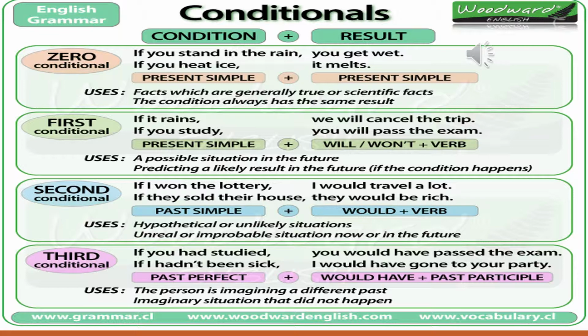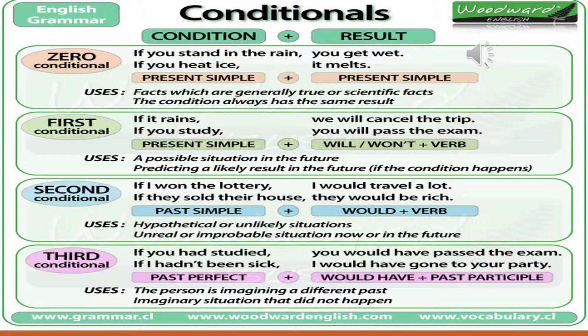In the first conditional, here are some examples. If it rains, we will cancel the trip. If you study, you will pass the exam. This is formed by present simple plus future. Will, won't plus verb. Uses: a possible situation in the future, predicted or likely, a result in the future if the condition happens.